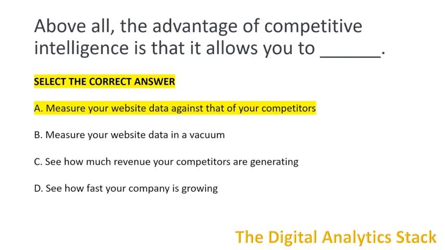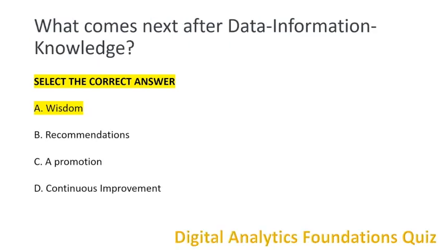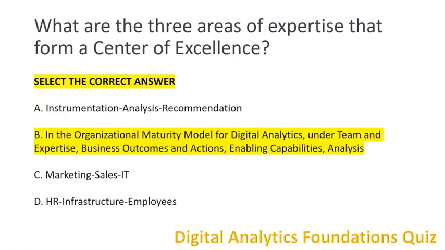Above all, the advantage of competitive intelligence is that it allows you to measure your website data against that of your competitors. As the CMO of your company, how would you justify to your CEO the need for a competitive intelligence tool? A. Explain that it will give you a better sense of the competitive landscape. What comes next after data, information, knowledge? A. Wisdom. What are the 3 areas of expertise that form a center of excellence? B. In the organizational maturity model for digital analytics, under team and expertise: business outcomes and actions, enabling capabilities, analysis.